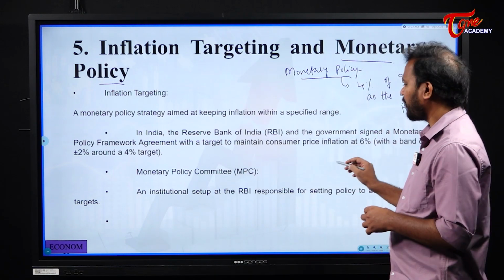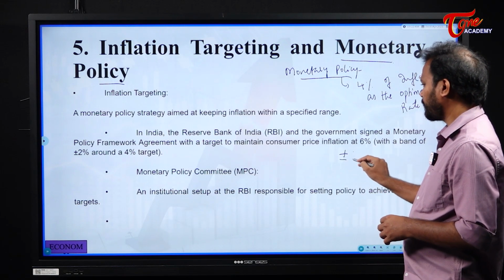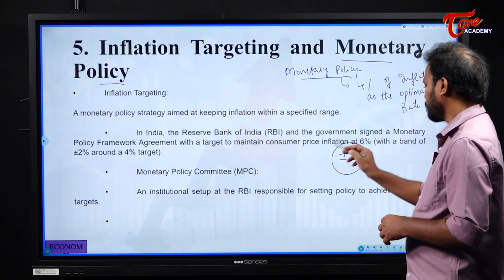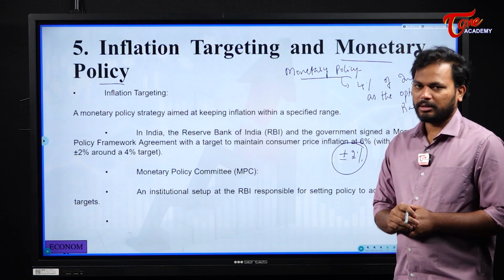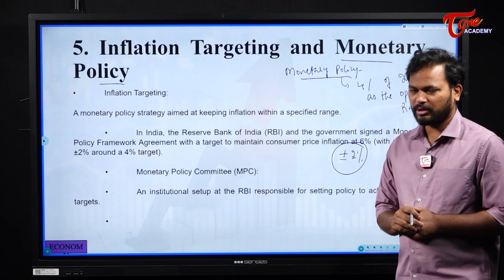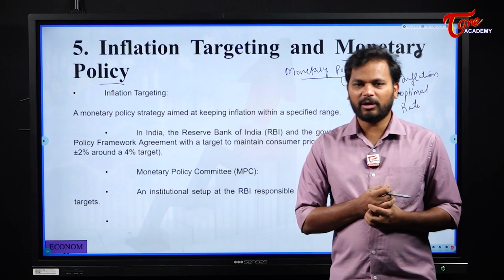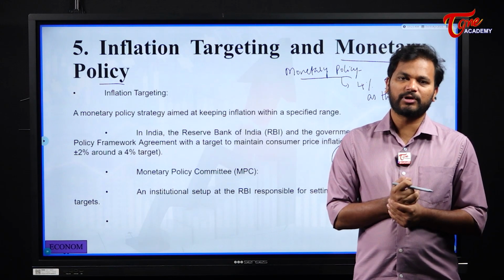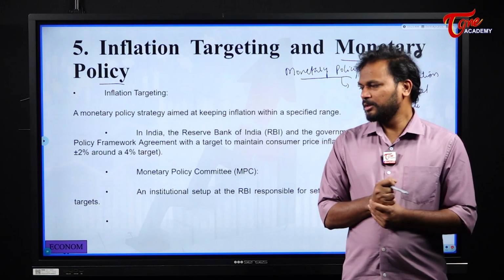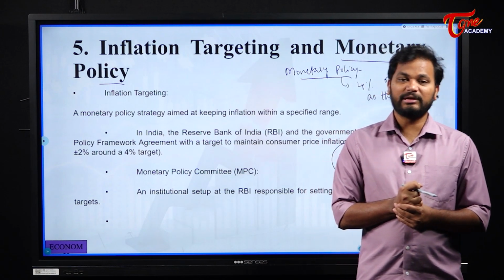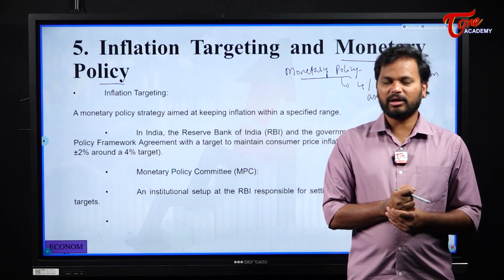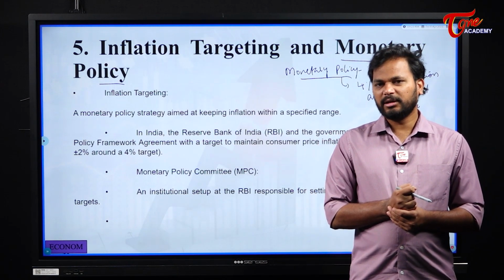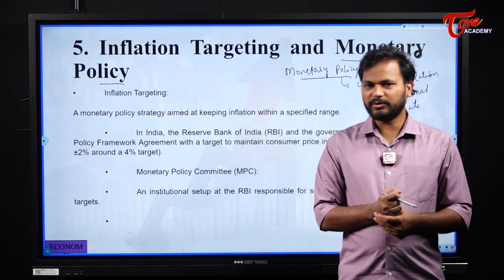But there is a relaxation of plus or minus 2% that we have given to the inflation rate. Why? Because it cannot decrease beyond 2% and it cannot increase beyond 6%, which is not good for the economy. Okay, I have explained why excessive deflation is also not good for the economy, and excessive inflation is also not good for the economy.